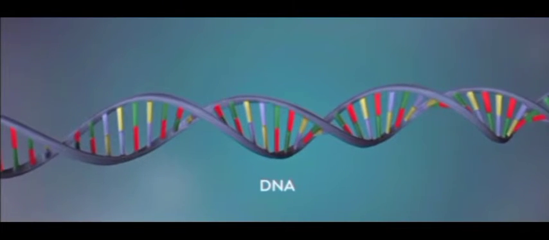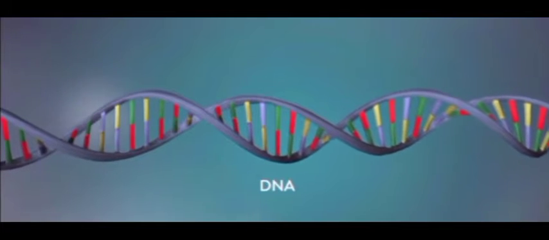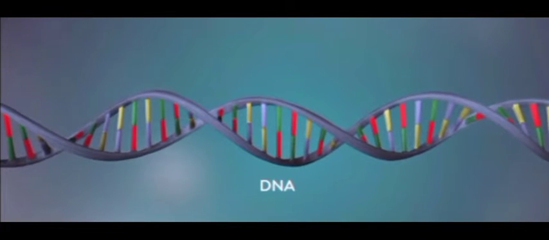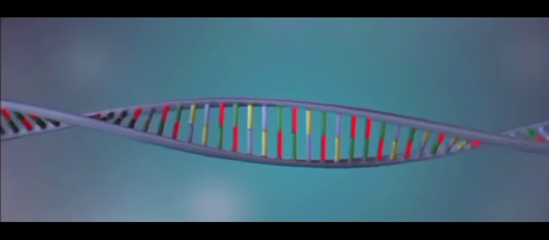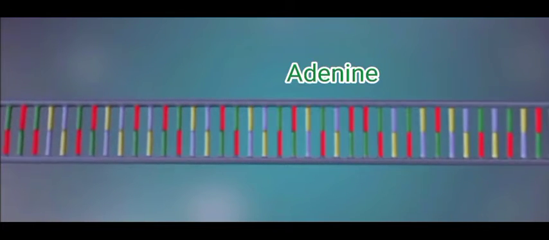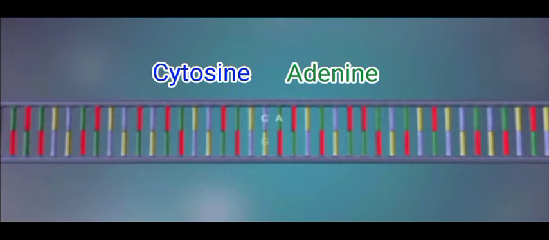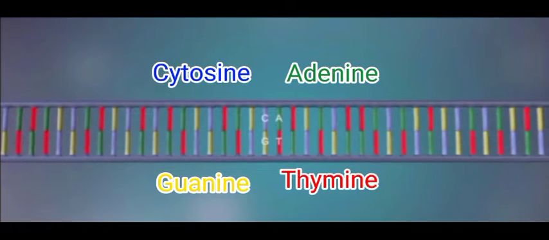DNA is a molecule made up of two strands twisted around each other in a double helix shape. Each strand is made up of a sequence of four chemical bases, which are adenine, cytosine, guanine, and thymine.